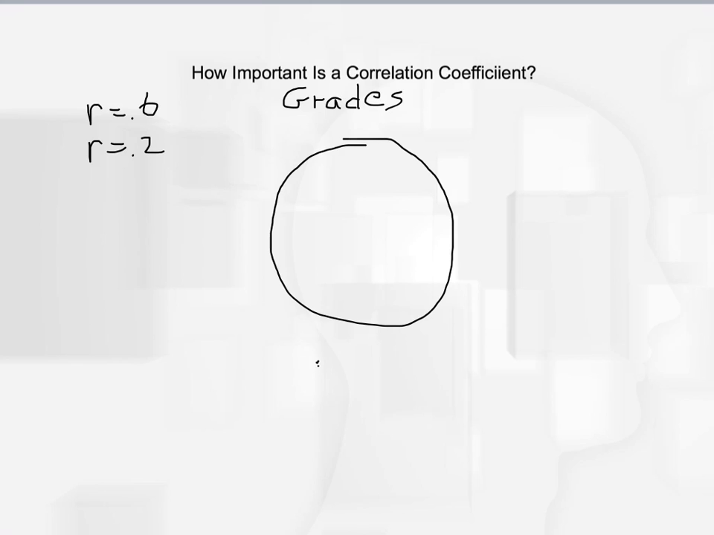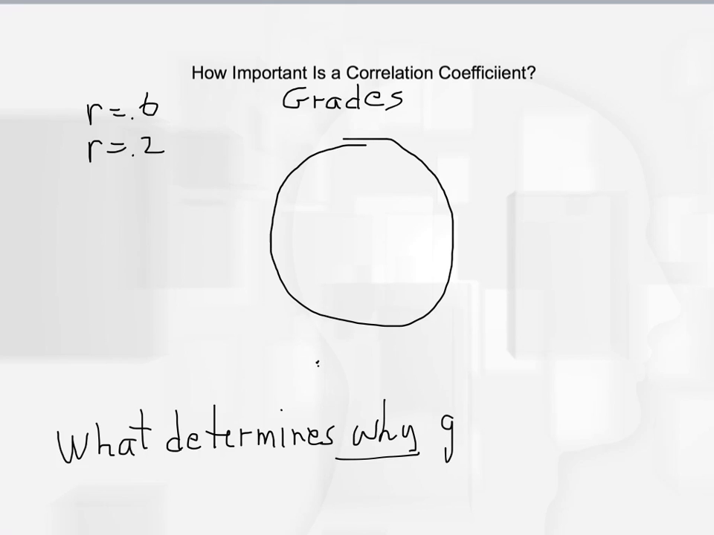Some people study harder than others. Some people have better math backgrounds. Some people have more time to work. Well, there are a variety of reasons why the grades differ. So the question then we're asking is why? Why do grades differ? What determines why grades vary?